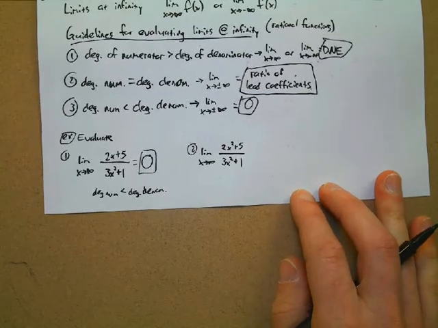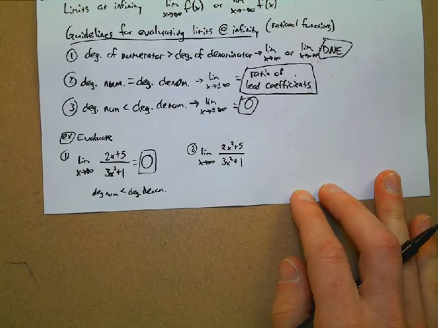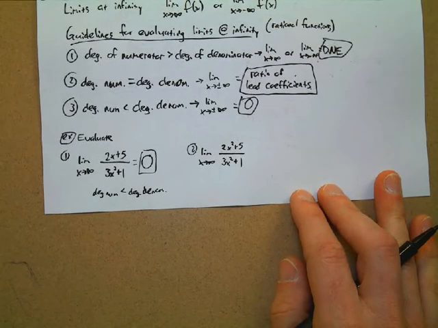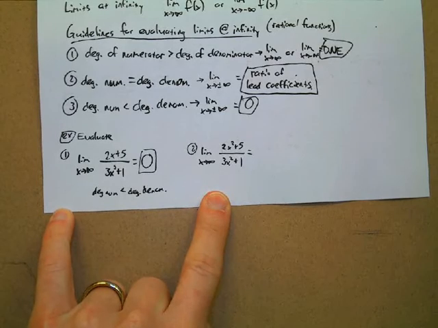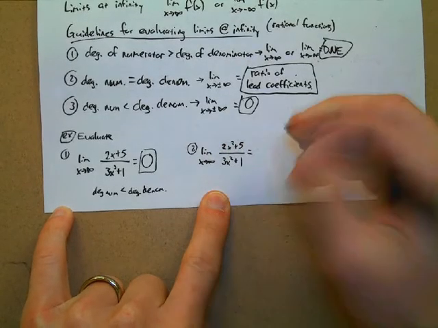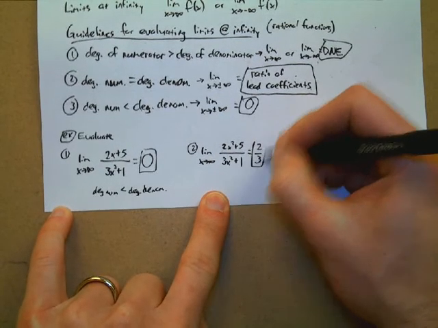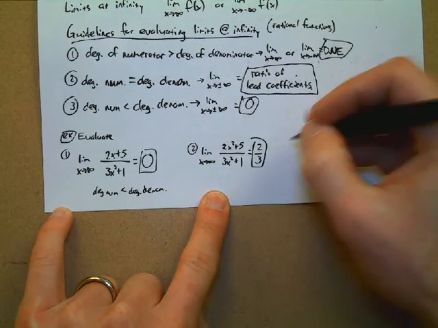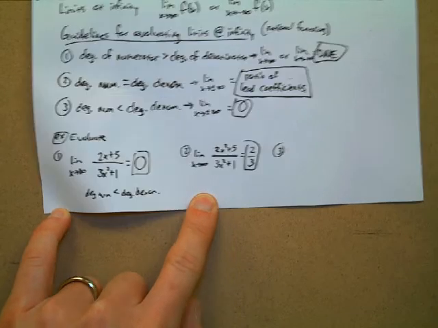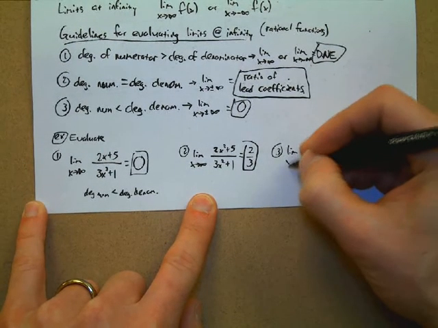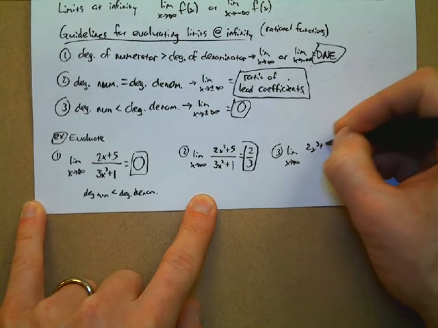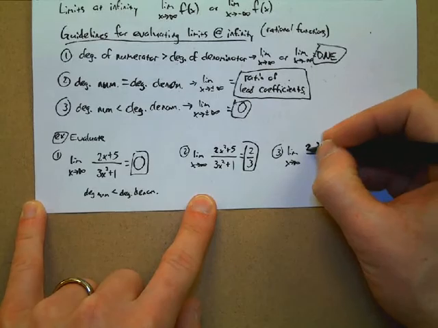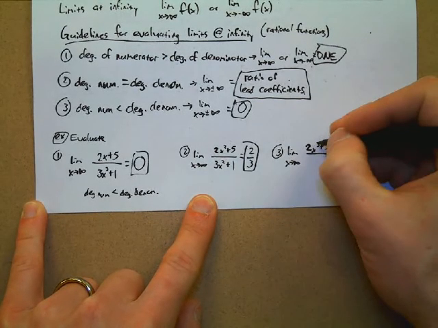Okay? Last one. The limit as x approaches infinity of 2x cubed plus 5 over 2x squared plus 1. What's the degree of the top? 3. Degree of the bottom? 2. So in this case, the limit does not exist because the numerator has a greater degree than the denominator.